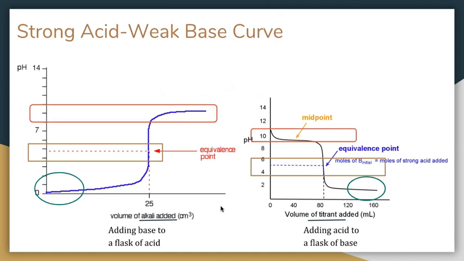And then notice where we end up. The curve kind of flattens out at a pH above 7 because we've now added enough base to overcome the acid, but it's not so high that it's up close to 14. Because it's a weak base, it kind of flattens out relatively close to 7.